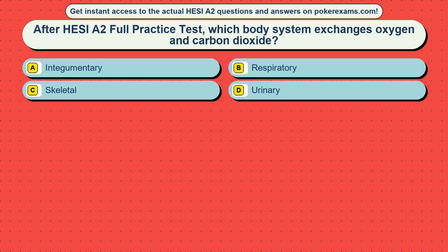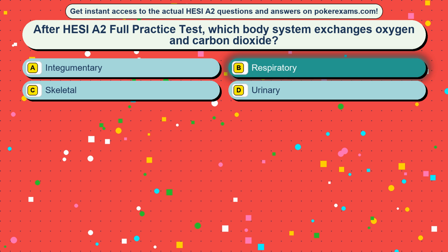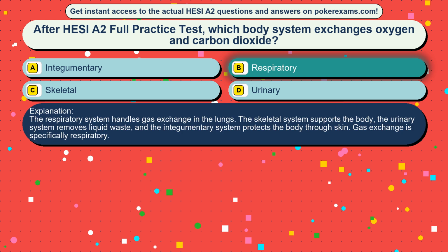Question 36. HESI A2 full practice test, which body system exchanges oxygen and carbon dioxide? Option A. Integumentary. Option B. Respiratory. Option C. Skeletal. Option D. Urinary. The correct answer is option B. Respiratory. The respiratory system handles gas exchange in the lungs. The skeletal system supports the body, the urinary system removes liquid waste, and the integumentary system protects the body through skin. Gas exchange is specifically respiratory.